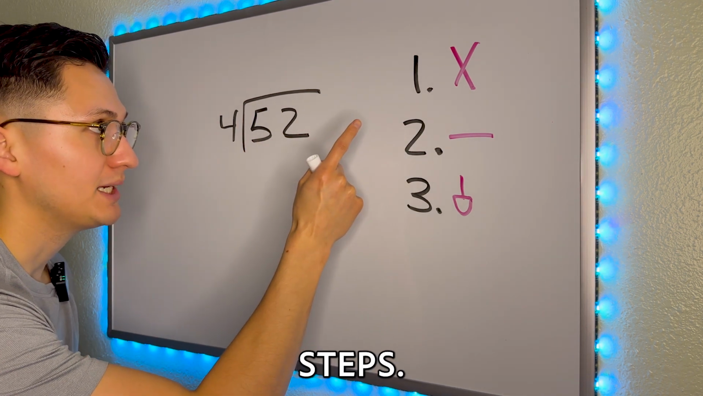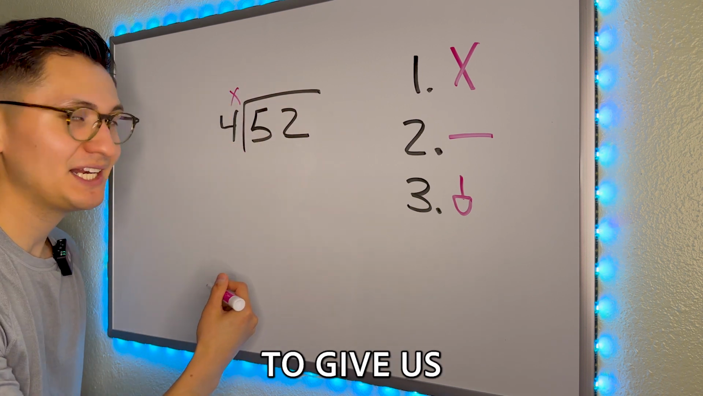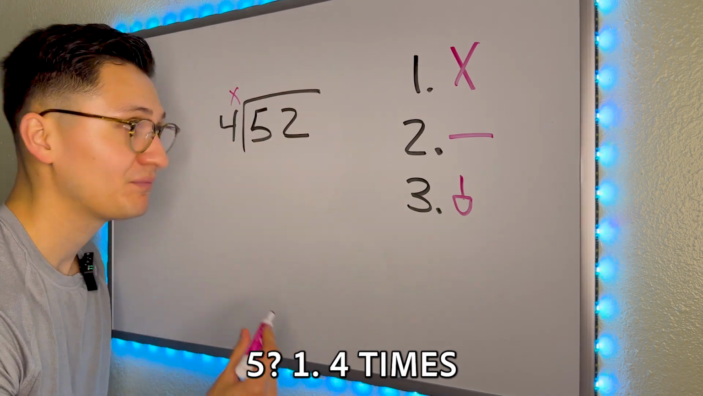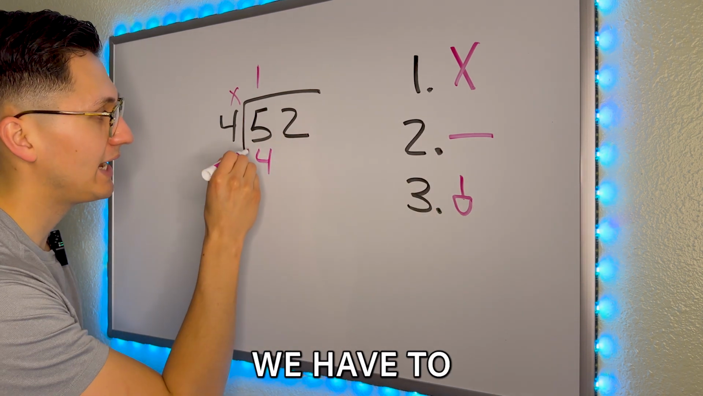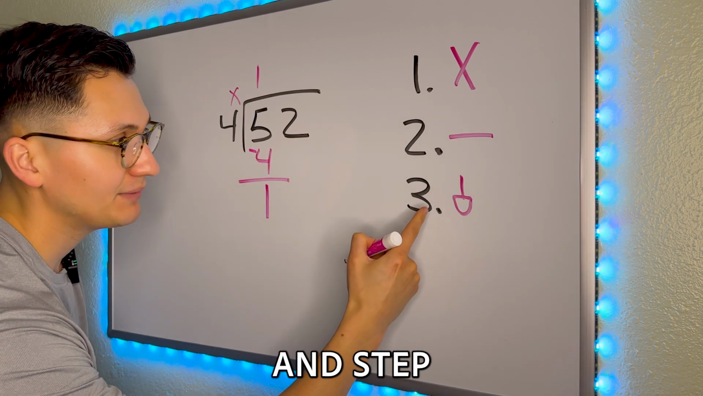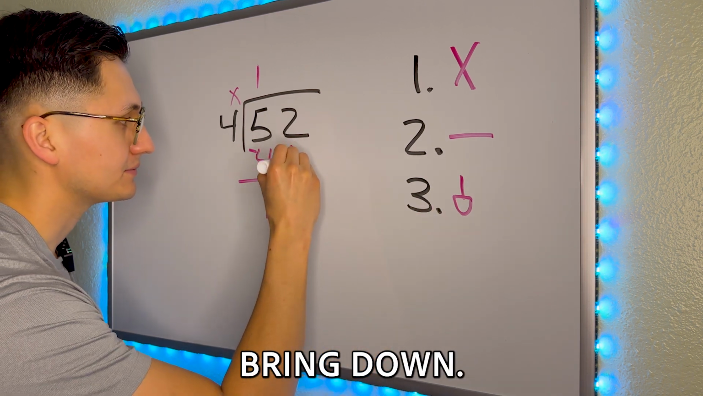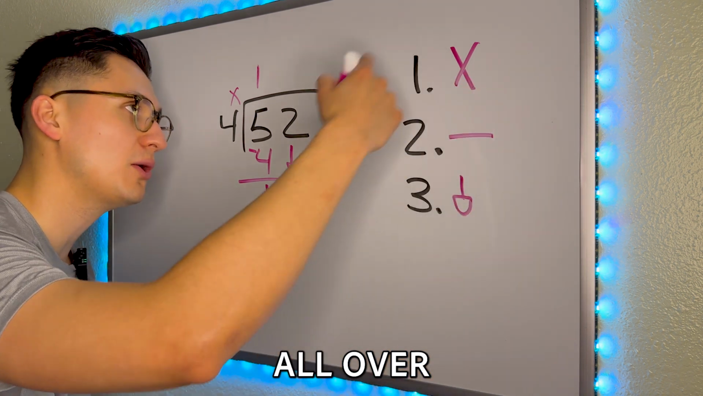Now let's look at our steps. Step 1, multiply. 4 times what is going to give us 5? 1. 4 times 1 is going to give us 4. And step 2, we have to subtract. 5 minus 4 gives us 1. And step 3 is bring down. And now we repeat the process all over again.